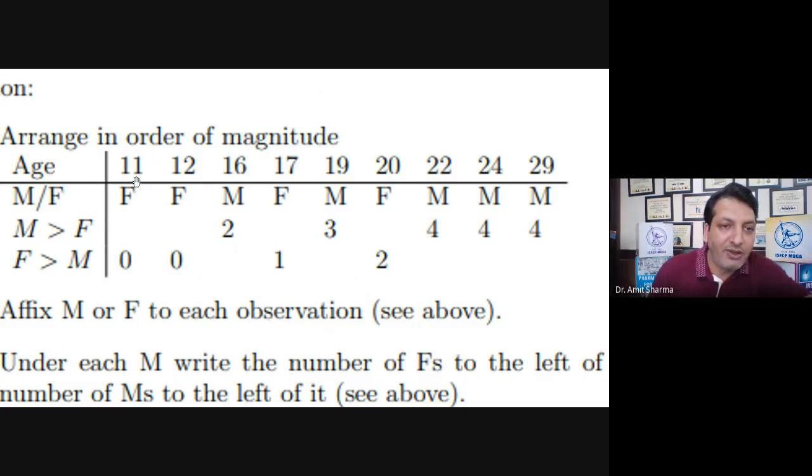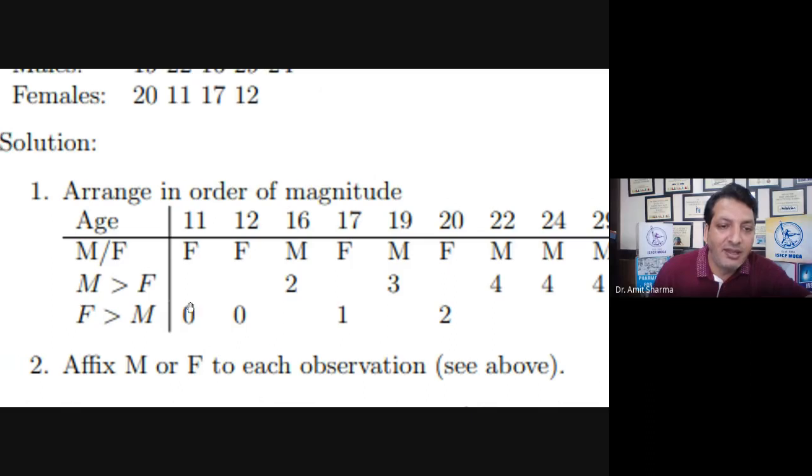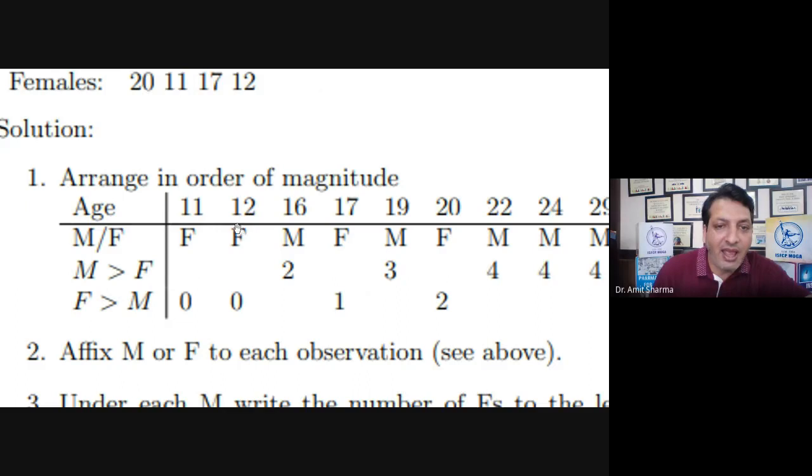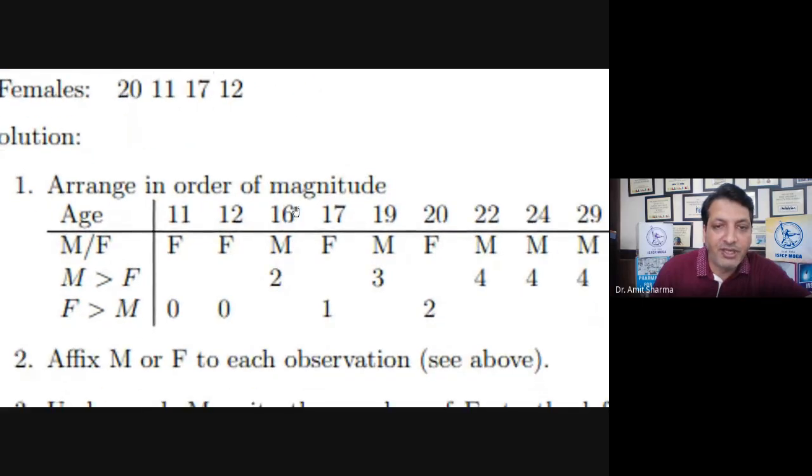11 is female. So I have to see whether there is any male less than 11. We don't have any male less than 11, so I will write 0 in front of M. If I take the example of 12, I will look at the opposite group, whether there is any male less than 12. We don't have any. I have written 0.